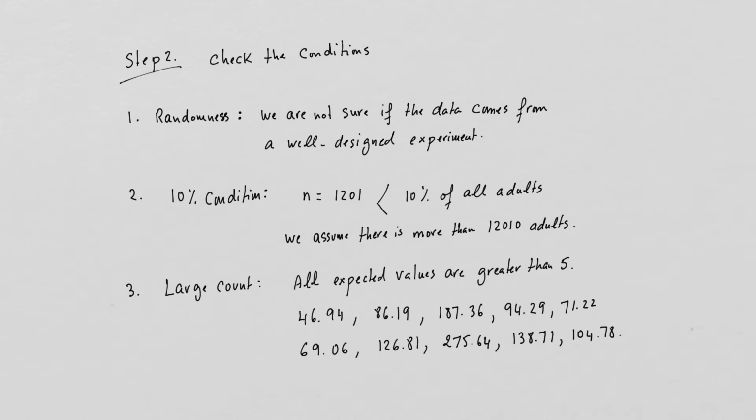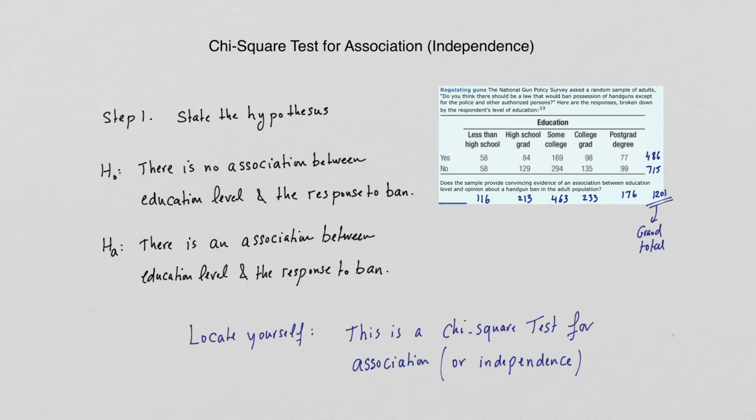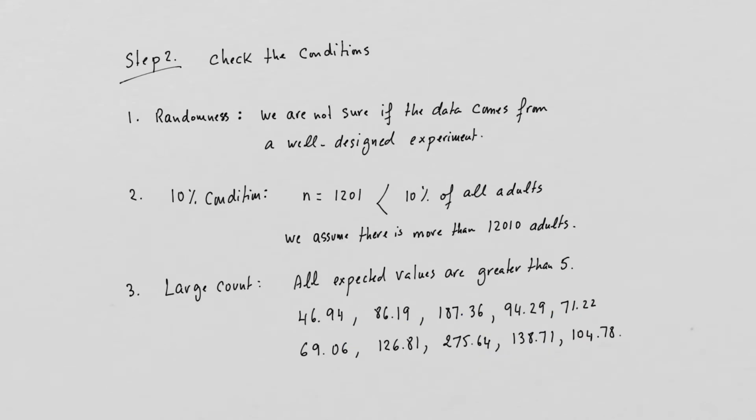Oftentimes, for example, when we discussed the normal distribution, we had to know whether or not the distribution is normal, because if the distribution is not normal, we wouldn't have the right to assume normality and do the calculation. For the chi-square test, we check three conditions, okay? And if any of these three conditions is not fulfilled, we shall either proceed with caution or completely not use the chi-square test because the conditions are not fulfilled.